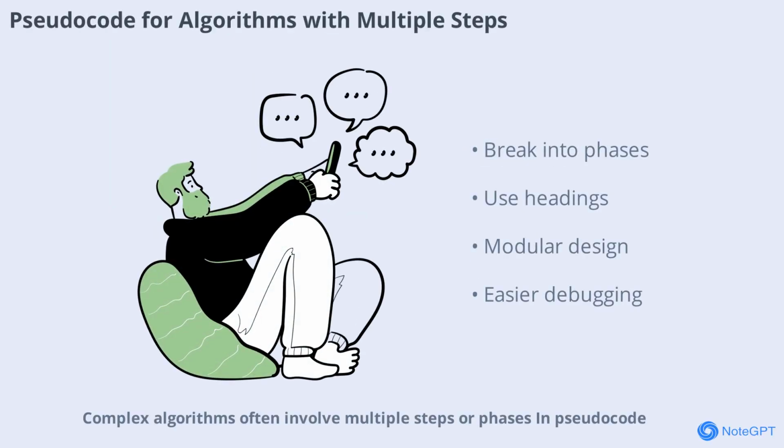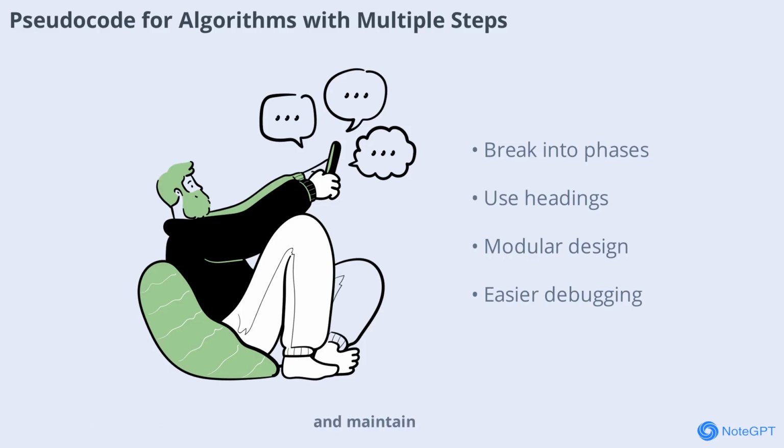Complex algorithms often involve multiple steps or phases. In pseudocode, break down each phase into its own section using clear headings or comments. This modular approach makes your algorithm easier to understand, debug, and maintain.